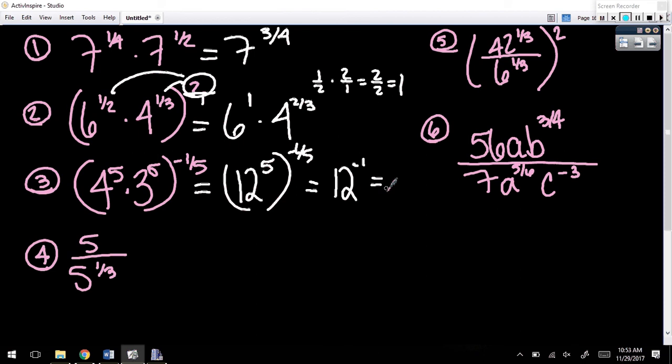No, it'll be 1 over 12. It doesn't make the number negative, it just simply flips the base. Oh, you're right. You're right.